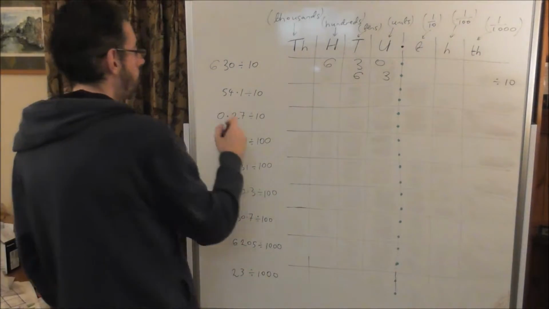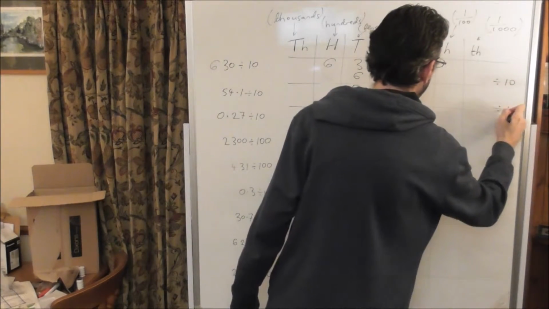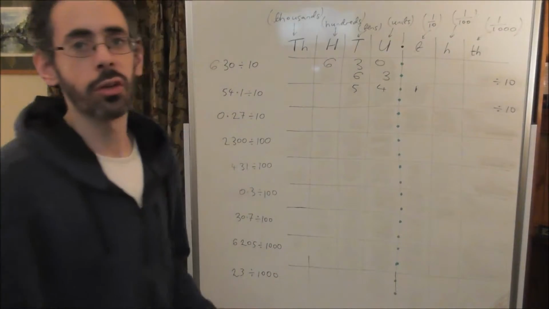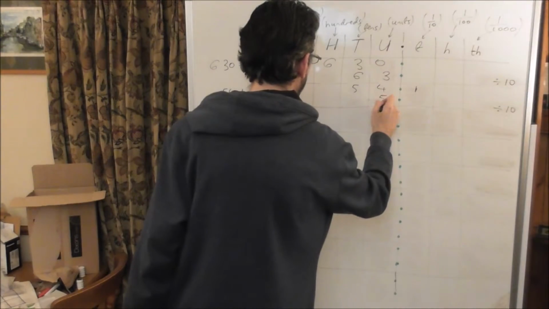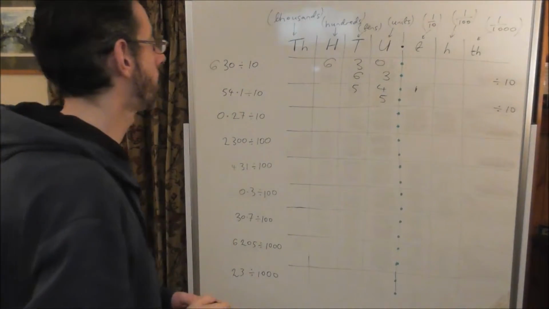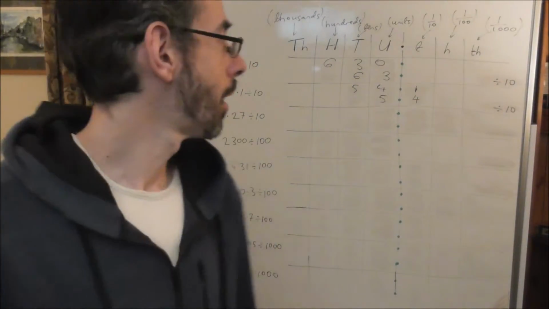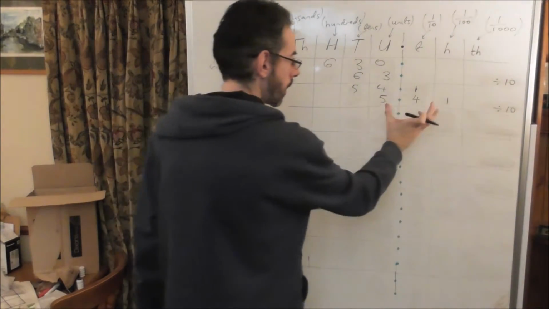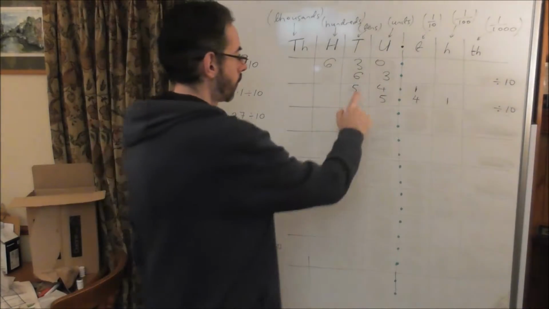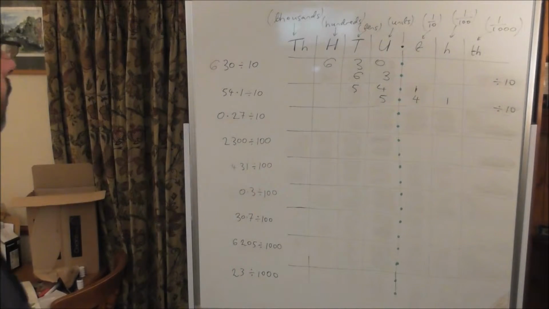Let's do 54.1 divided by 10. So we need to move the digits 1 place to the right. The 5 will move from the tens column to the units column. The 5 tens becomes 5 units, if you like. The 4 moves from the units column to the tenths column. So the 4 units become 4 tenths. And the 1 moves to the hundredths column. So all the digits move together, 1 place, and stay next to each other in the same order. So the answer is 5.41.